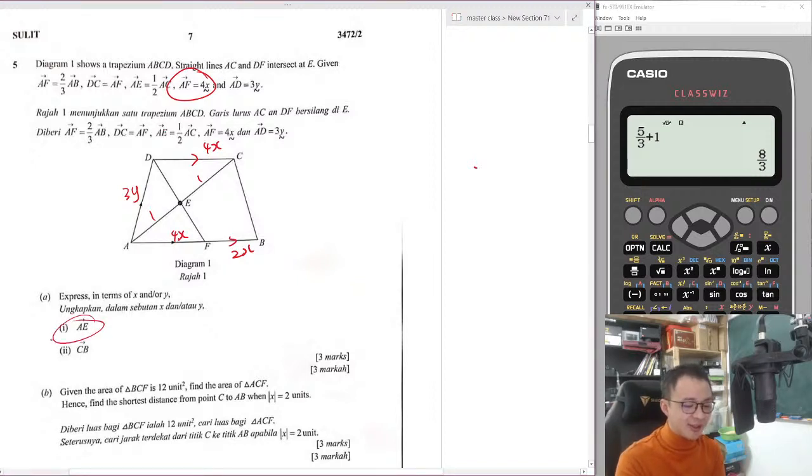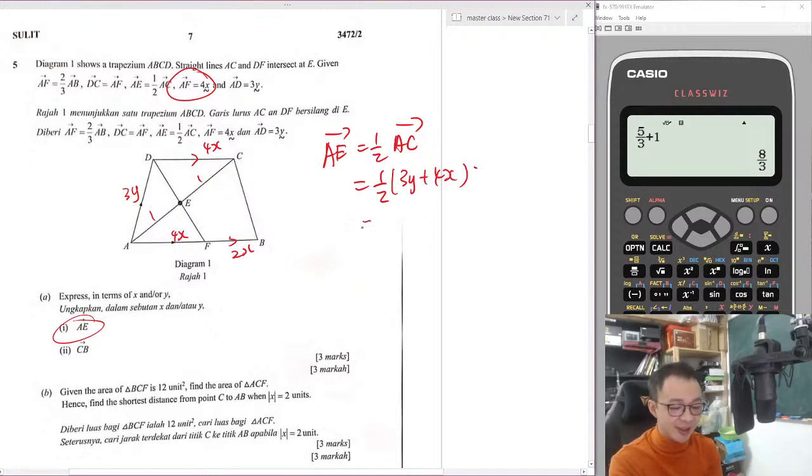Okay, the first thing is, right now I want to find AE. I see where AE is. So AE is basically here. So I know AE is basically half of AC, right? I can find AC easily. So I know AE is basically half of AC. And AC itself is basically 3y plus 4x, right? 3y plus 4x. Then I'm done already.